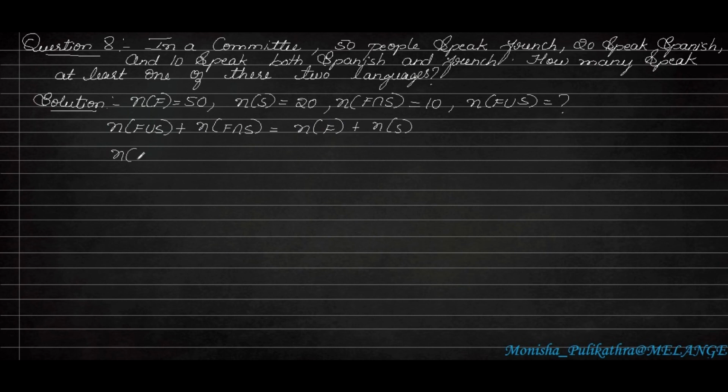So n of F union S we need to find out, where the intersection is 10, is equal to n of F, which is 50, plus n of S, which is 20. So n of F union S plus 10 is equal to 50 plus 20, which is 70. So n of F union S is equal to 70 minus 10. So the number of people who speak at least one of the languages is 60. This was the last question. I hope you understood this.